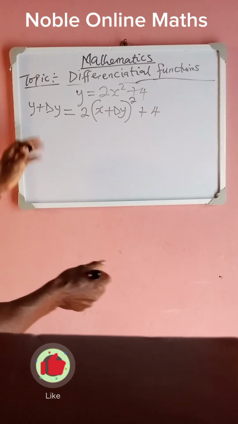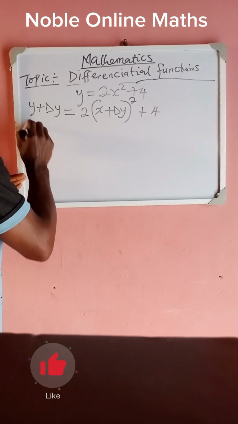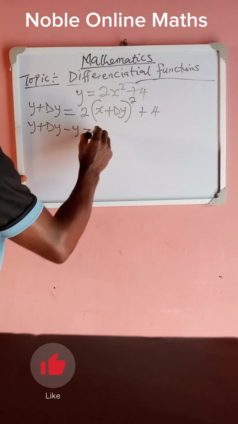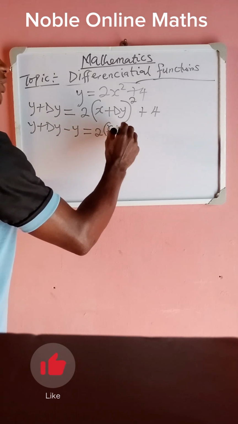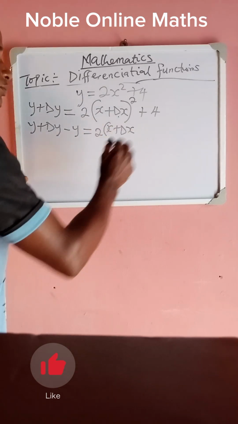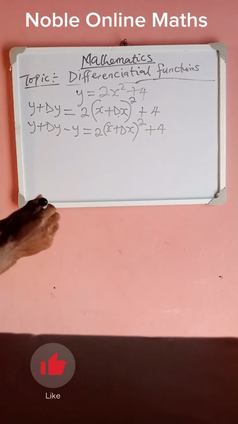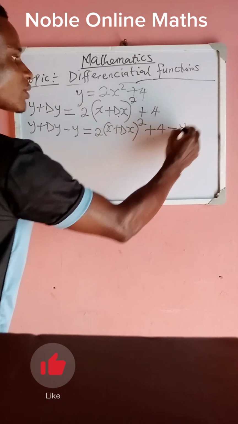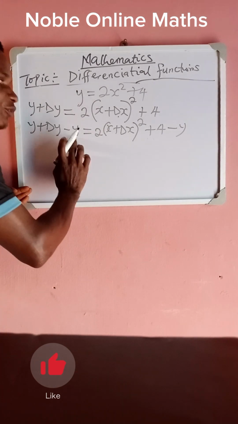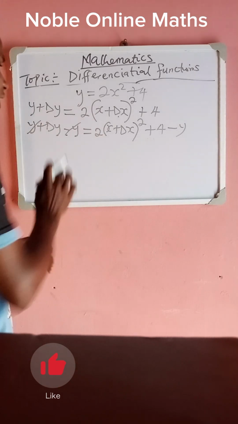Now, the third step is to do what? Is to subtract y from both sides. We subtract y. y plus the change that occurred in y minus y is equal to 2 into x plus the change in x, raised to the power of 2, plus 4. Then what do we have again? We will subtract y, as we said before. Then you have positive y, you have negative y. This y and this y can cancel out. You remain with what? The change that occurred in y.